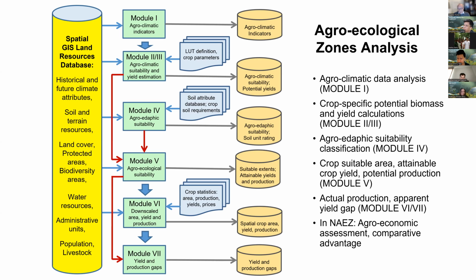This can be compared to either statistics or downscaled area, yield, and production to determine, in module 7, yield and production gaps, and to see where resource limitations can be relaxed or where better management is required to achieve higher outputs. That's the overall suite. In national assessments, you will see there are some additional steps done which link to economic assessment and to comparative advantage of crops, and I will have a short slide later on.